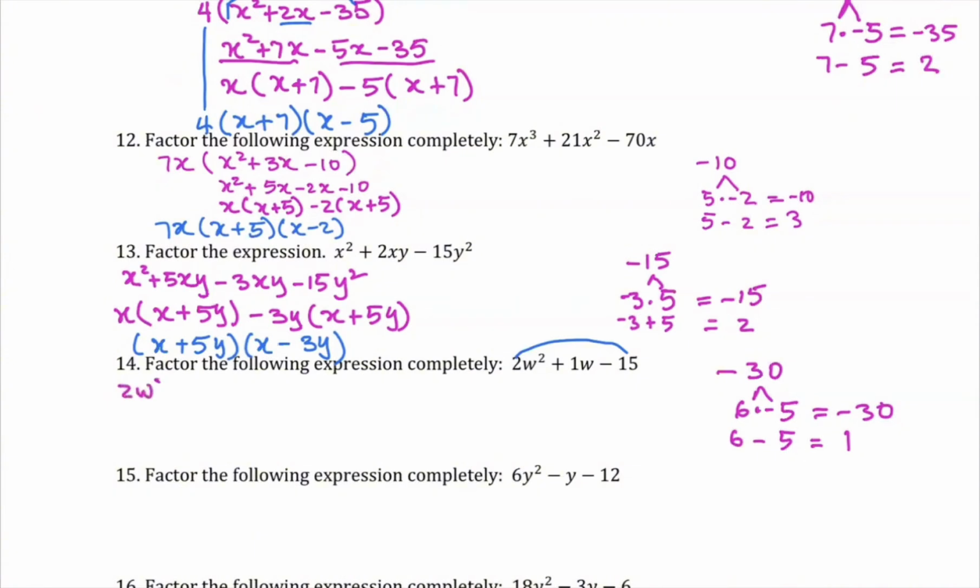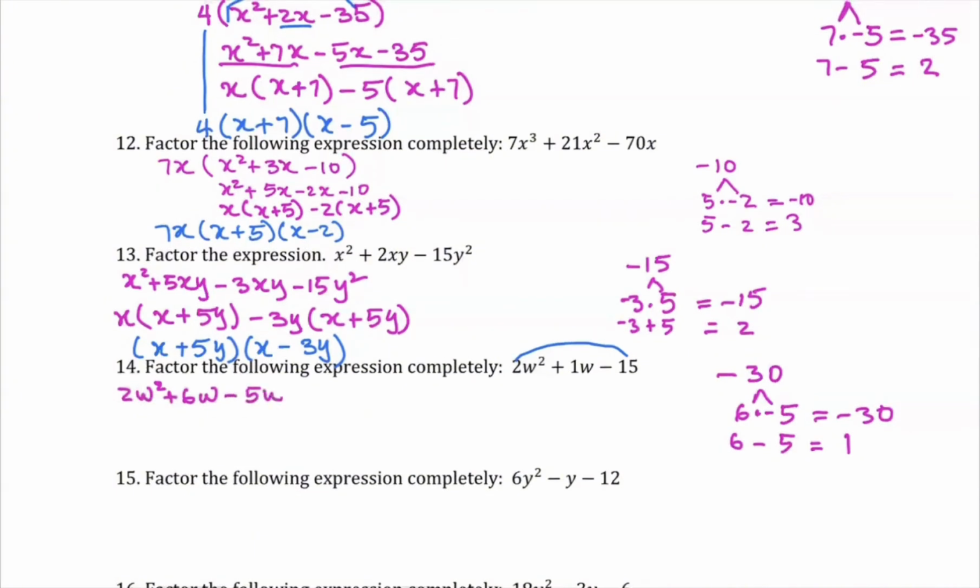Bring it here. So that's 2w squared plus 6w minus 5w minus 15. First two terms will be the first group, and the second two terms will be the second group. Then the GCF of the first group is 2w, so w plus 3. Negative 5 is the GCF of the second group. Factor it out, w plus 3. W plus 3 factored out. What's left is 2w minus 5.